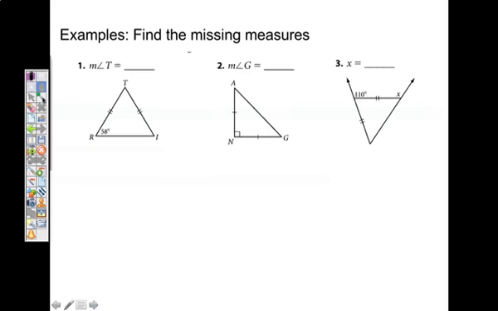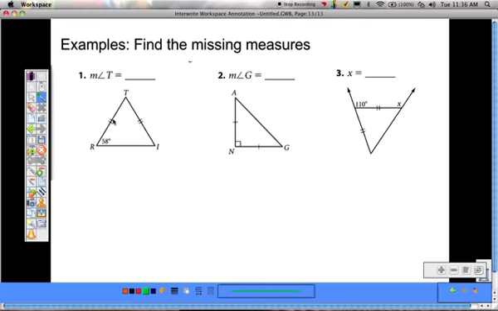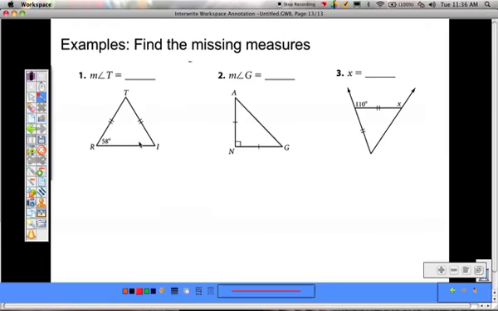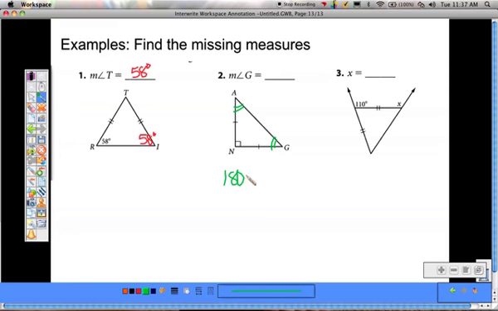Here's some examples. Find the missing measures. Well, we know this is isosceles because two sides are the same. So from the conjecture, if the triangle is isosceles, the base angles are congruent, so this is also 58 degrees. Again, we have an isosceles triangle, so it means this angle is the same as this angle. We know there's 180 degrees in a triangle, so we're going to subtract the 90, and then we'll divide by 2. So 180 minus 90 is 90. Divided by 2 is 45. So this is 45 degrees.